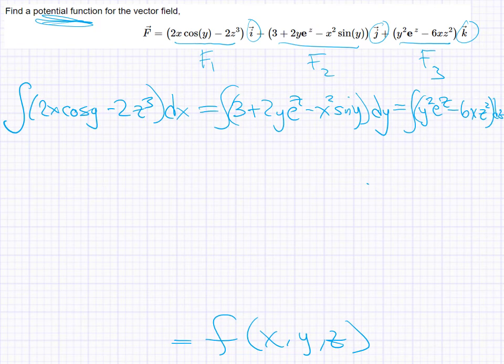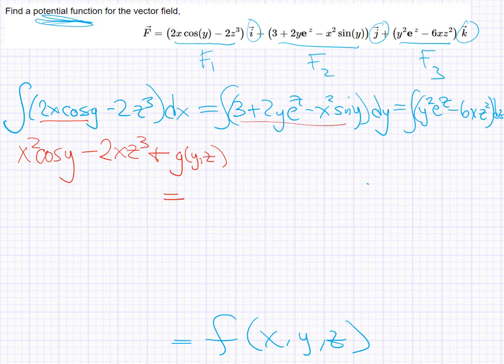So with respect to x, y and z are constants. So this would be x squared cosine y minus 2xz cubed plus our constant of integration. Well, our constant of integration could have both y's and z's in it, because both of those were treated like constants. So g of y, z. And I'm going to run out of room, so I'm going to say equals.